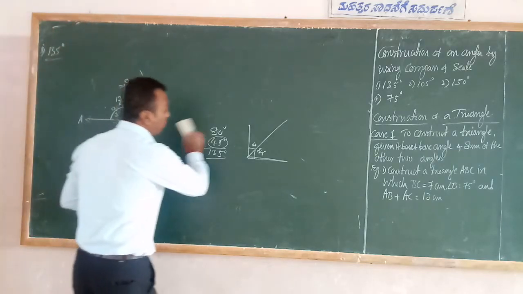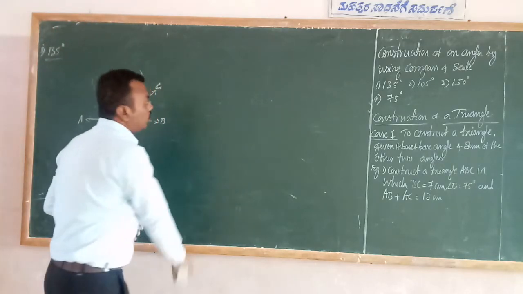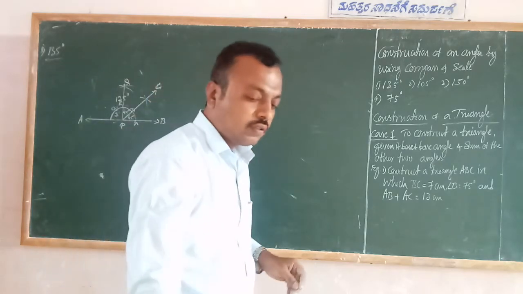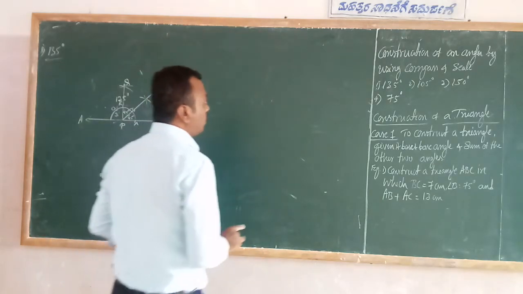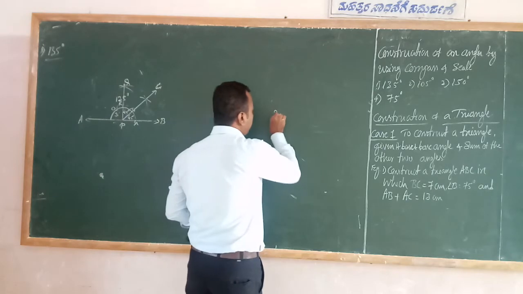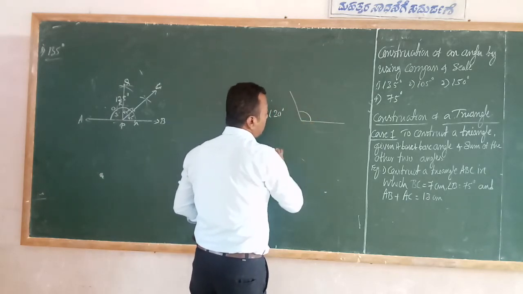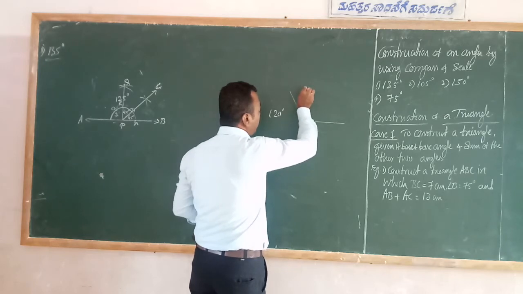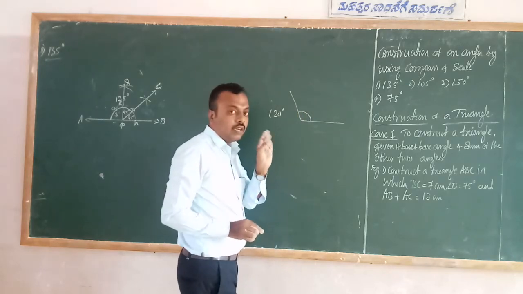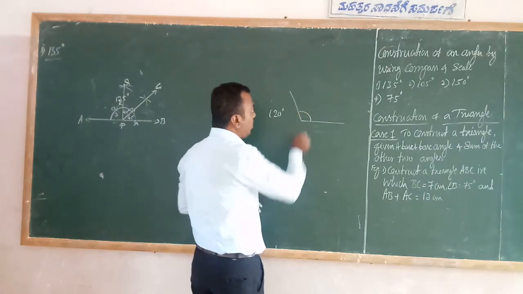Now you have to go to the 105 degree. So how to construct 105 degree? Think about it, it is very simple, students. First we have to construct the 120 degree. I want only 105 degree, so you have to reduce it by 15 degree.